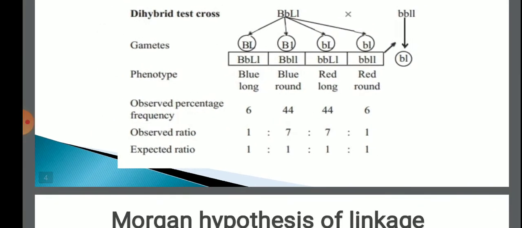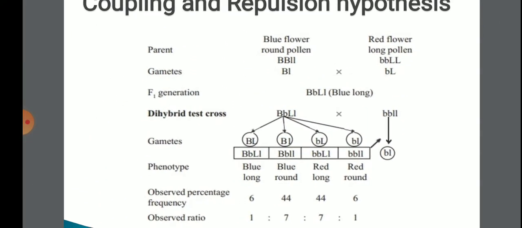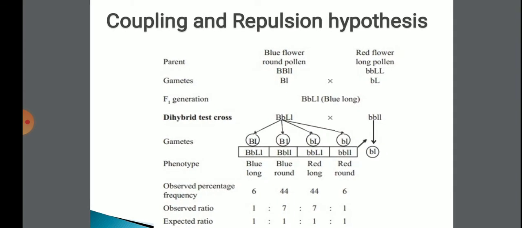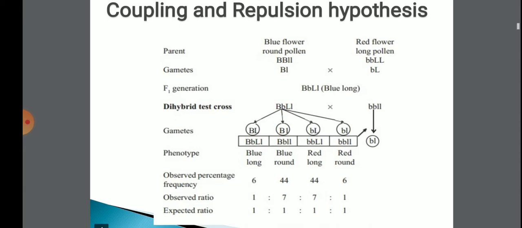Now what does that mean? That means genetic coupling. Genetic coupling means the genes from the same parent try to remain together. And the genes from different parents try to remain away from each other, that is genetic repulsion. In easy words, coupling means genes from the same parent remain together, and repulsion means genes from different parents remain away from each other.